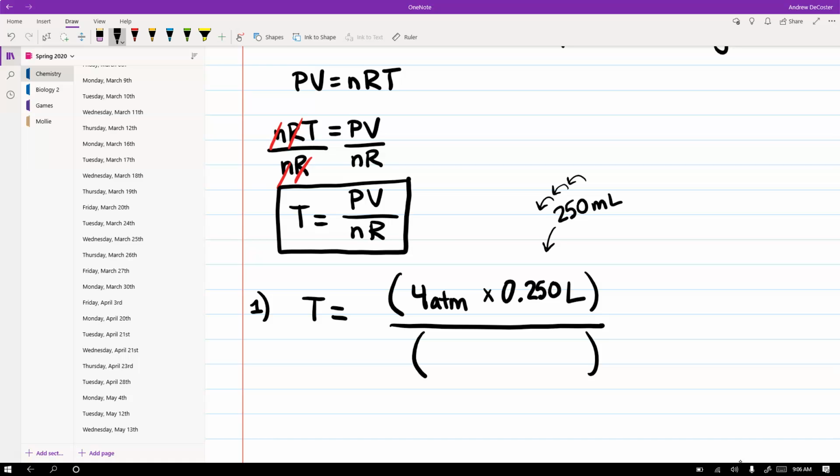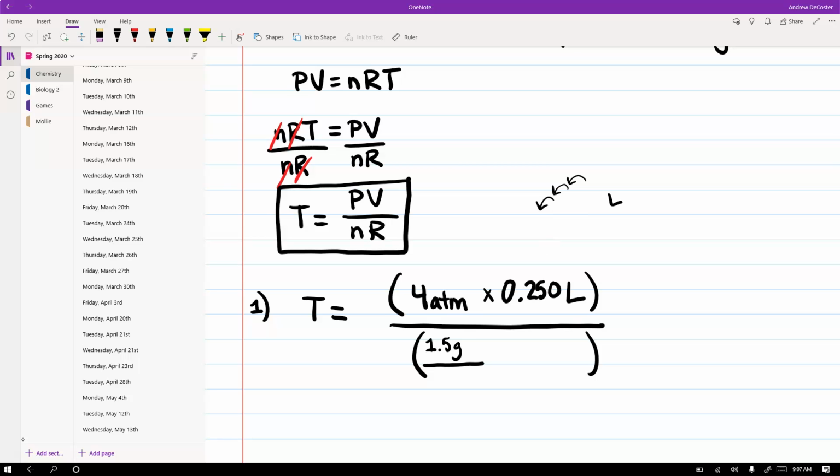So that's the pressure times the volume. The bottom is going to be N times R. N is basically the number of moles. Now, we don't know the number of moles, but we do know the number of grams. They say 1.5 grams of carbon dioxide gas. So we're going to take 1.5 grams and divide that by the weight of carbon dioxide.